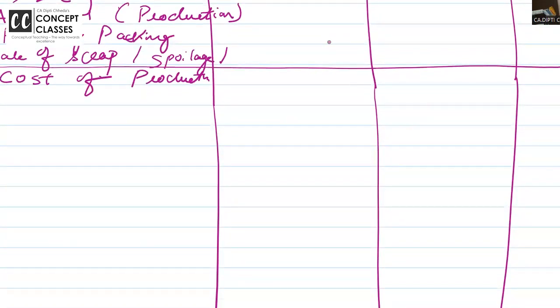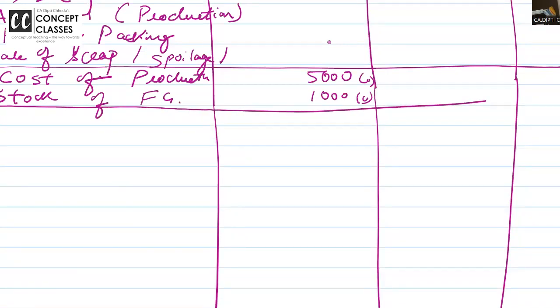In cost of production, I add opening stock of finished goods. Say this time I have produced 5,000 units. I already had 1,000 units ready with me. Can I add one term here? If required in exam, you add. Otherwise, directly you can put minus closing work in progress. But sometimes they ask in exam, so I am making you write cost of goods available for sale.